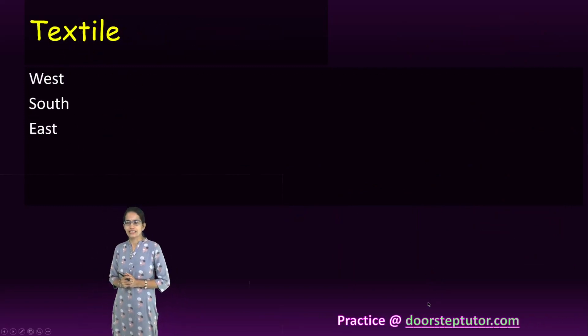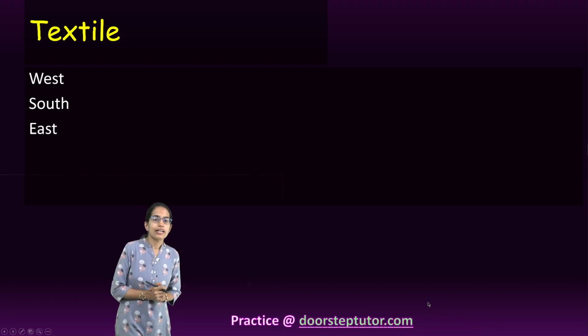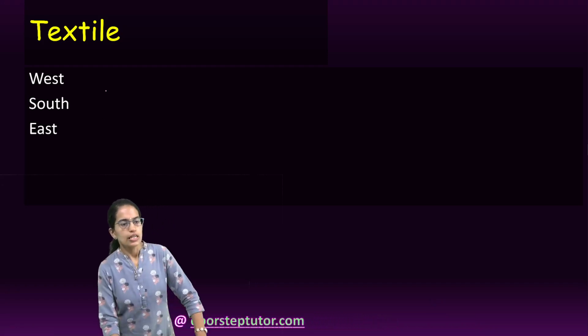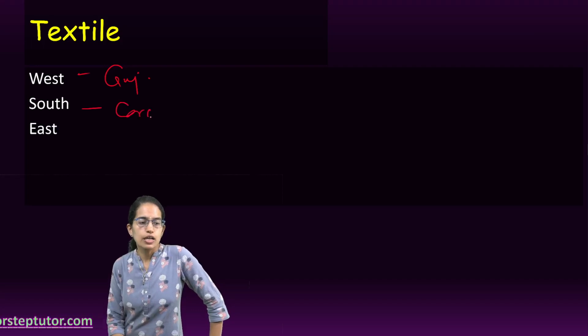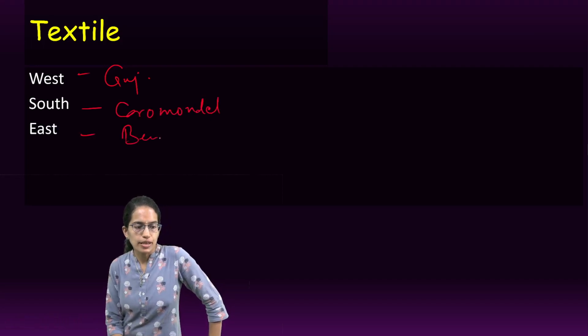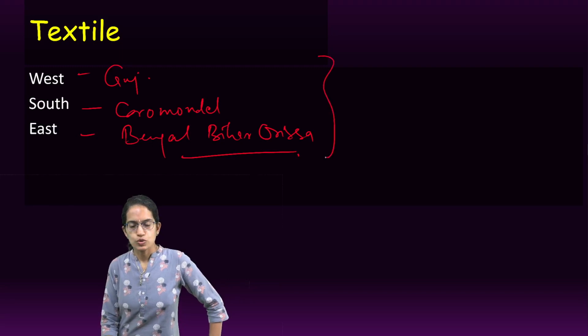The next is textiles. Now textiles developed in the west, south and east. In the west it was mainly in the regions of Gujarat and Rajasthan, in the south along the Coromandel coast, and in the east in the regions of Bengal, Bihar and Odisha. These were the areas where textiles actually flourished.